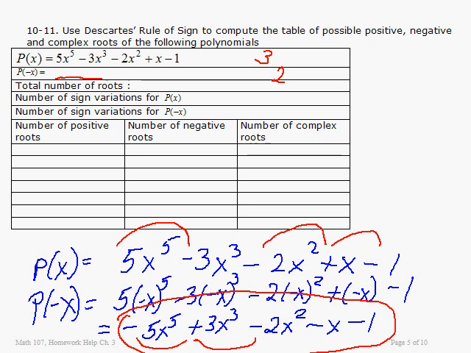So now you know that you had 3 sign changes here. These are the number of sign changes. I should have written it here, I guess. I usually like to write it out there. Okay, there you go. And 2 for that one. What's the total number of roots? If you're raised to the 5th power, there are 5 roots. There you go.